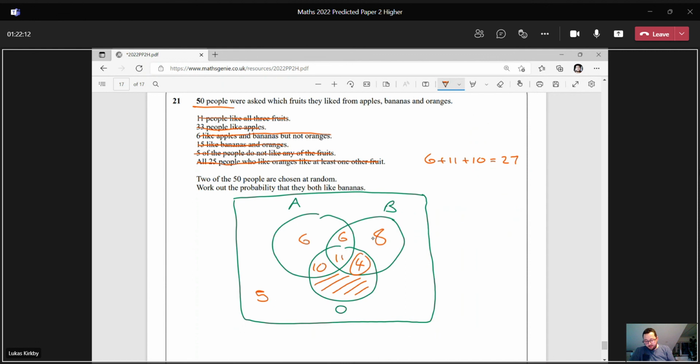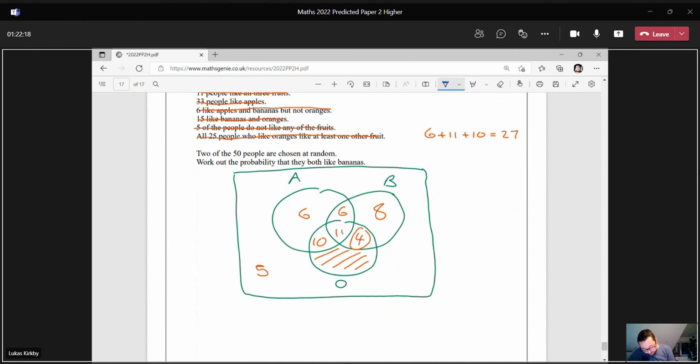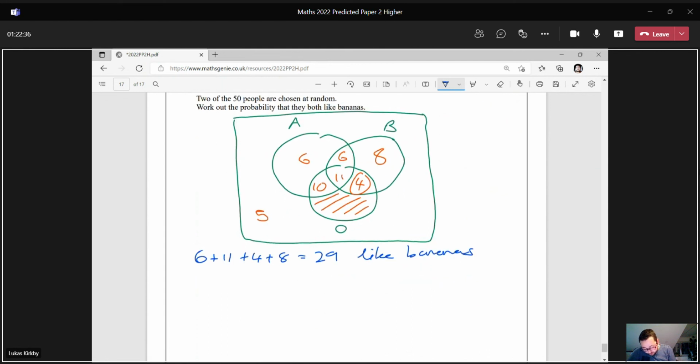Now 2 of the 50 people are chosen at random. Work out the probability that they both like bananas. Well, how many people like bananas? We've got 6 plus 11 plus 4 plus 8. So 6 plus 11 is 17, plus 4 is 21, plus 8 is 29. So 29 like bananas. If 2 people are chosen at random, the first person is going to be 29 out of 50 probability. And then the second person is going to be 28 out of 49, because there's one less banana and one less fruit altogether. So 29 out of 50 times 28 over 49.